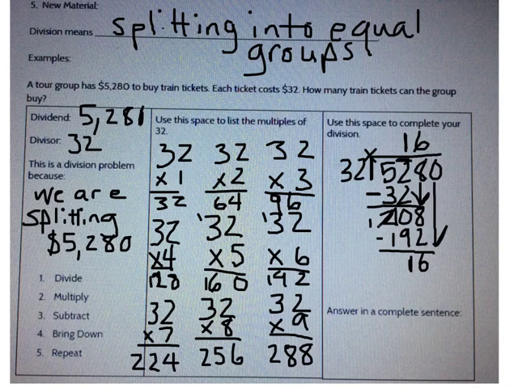I bring down my 0 so I can divide in the ones place. How many times does 32 go into 160? It goes in 5 times. 5 times 32 is 160, and I have no remainder. So, when I divide 5,280 by 32, I get 165. That means that the group can purchase 165 tickets.